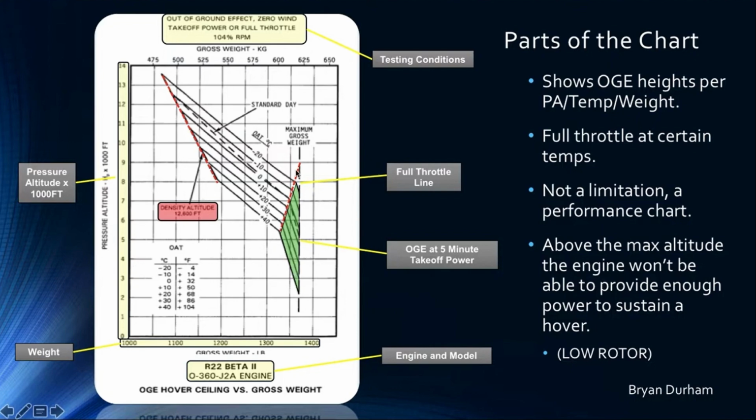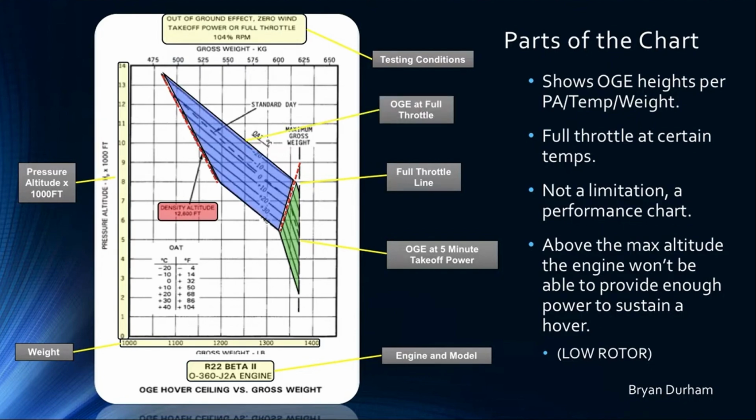Now, when we get to full throttle here, this is the altitude beyond which I will not be able to get the engine to produce 131 brake horsepower anymore. They need to understand that. This is your full throttle line, and it also gives you corresponding temperatures and altitudes that you would reach full throttle per the temperature range. I'll go over that a little bit later. Not a limitation. Again, it's another performance chart.